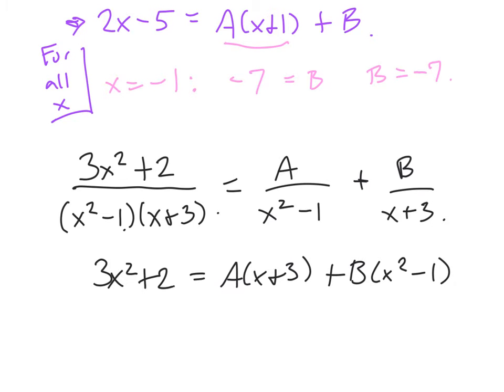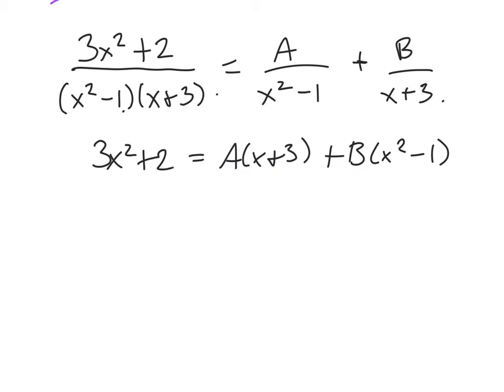So now if I pick strategic values of x, let's start by choosing x equals -3. Get that one out of the way. If x is -3, then the left side is going to be 27 plus 2, that's 29, yuck, equals 0 plus B times 9 minus 1, that's 8. So 8B is 29. That makes B equal to 29 over 8.